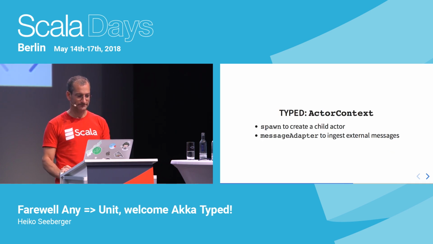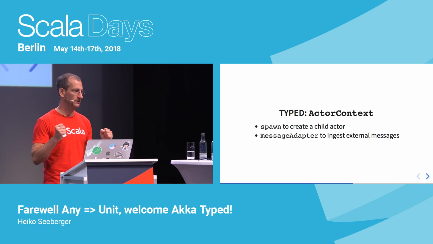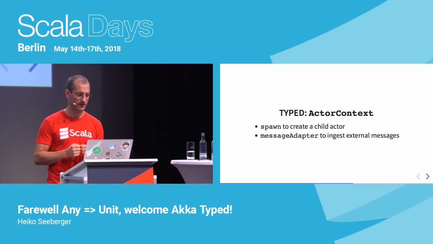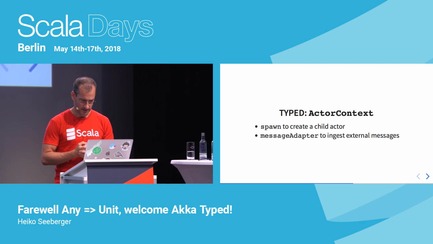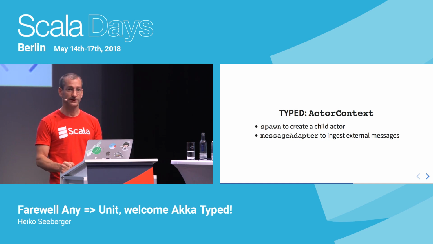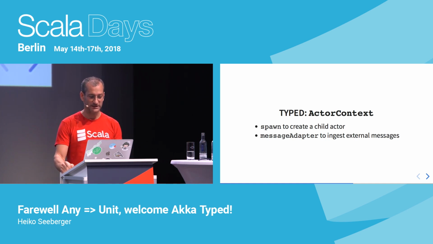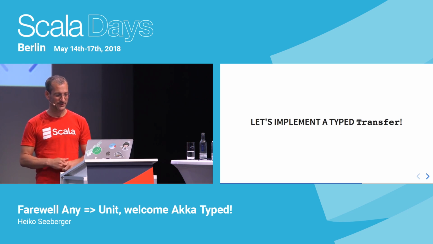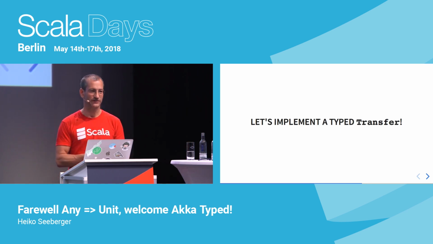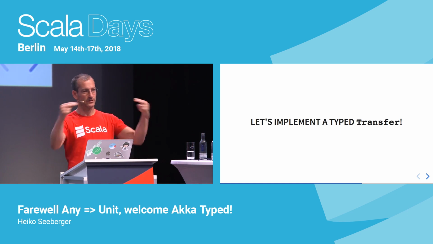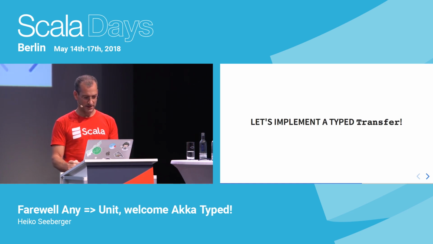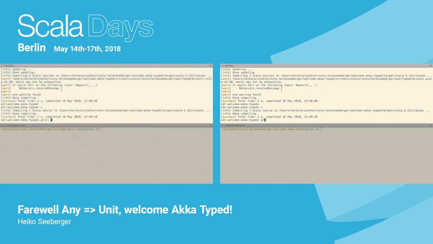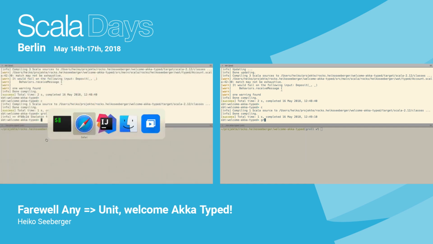Okay. The actor context is, again, like in untyped, the power API. It has a lot of important methods. Two of them are spawn, to create a child actor, and message adapter, to ingest external messages. Oh, what does that mean? Okay, I will give you an example. So let's think about transfer. We have two accounts, and we want to transfer money, right? And let me move on to the skeleton for the typed transfer.